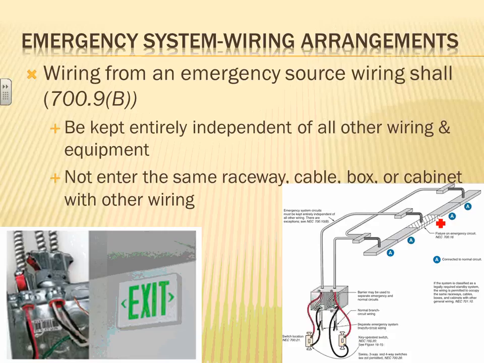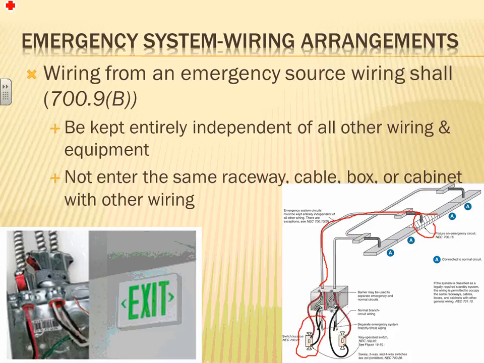So here's my emergency light here, you can see in the lineup how everything here is completely separated. I have a divider here between them. You can see complete separation of the emergency system from any other system, including the legally required standby system. Any comments, guys, about the separation? I'm sure you guys do it all the time. When you separate your emergency system in a building, feeders and branch circuits and boxes and conduits, complete separation.